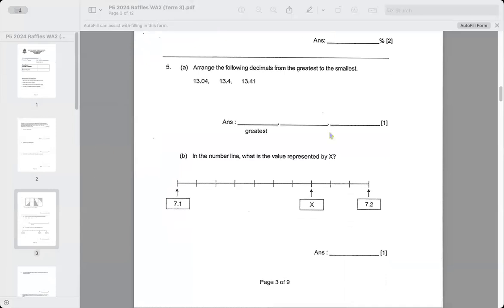Okay, in the number line, what is the value represented by x? First thing, for questions like that, we always have to look at the first number and the last number to find the difference between these two numbers first. And then we have to find how many intervals there are between these two numbers. So there'll be 1, 2, 3, 4, 5, 6, 7, 8, 9, 10. So 10 intervals.